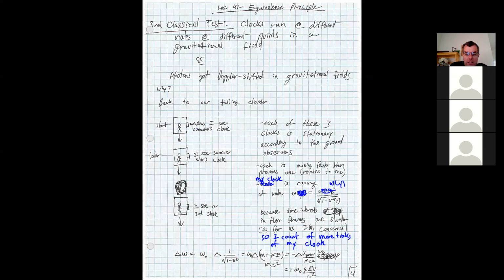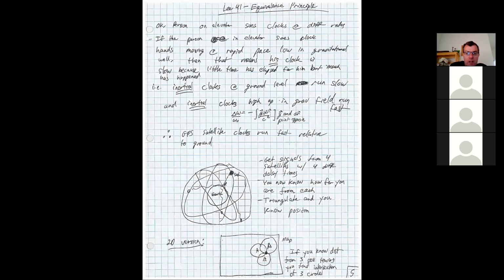And so that is omega naught times g delta y over c squared. So the person on the elevator sees the clock running at different rates. Now, the person in the elevator sees their own clock hands.